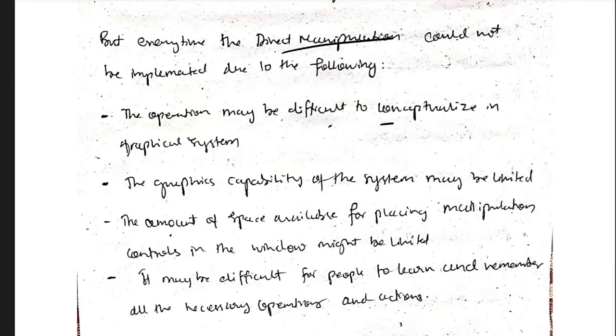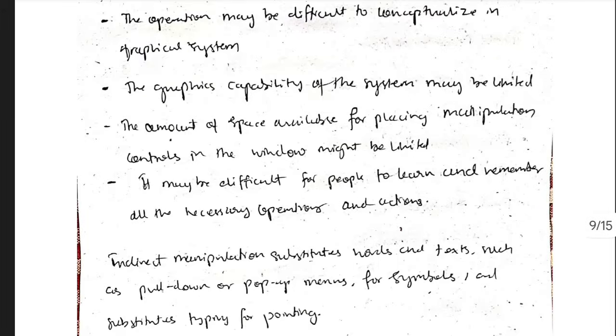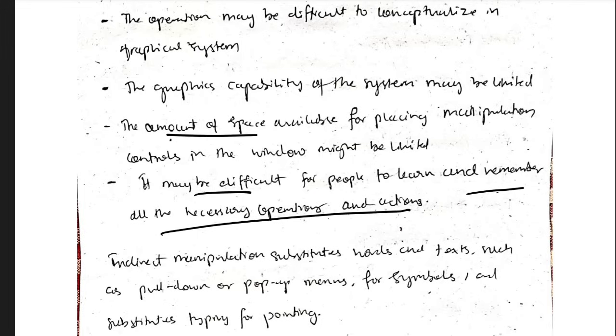But every time it cannot be implemented, due to the following. It is difficult to conceptualize in a graphical system. Many operations can be difficult to conceptualize. The capability of the system may be limited. There will be a limited amount of hardware or system resources, and the amount of space available on the screen can also be less. It is difficult for people to learn and remember all the necessary operations and actions. If you directly interact with the system, you obviously need knowledge of the domain, but not every person has that.